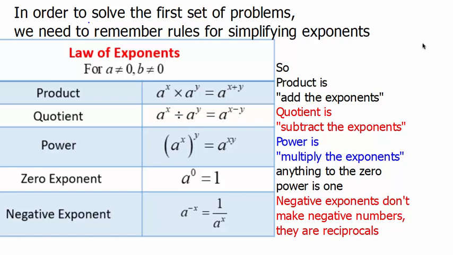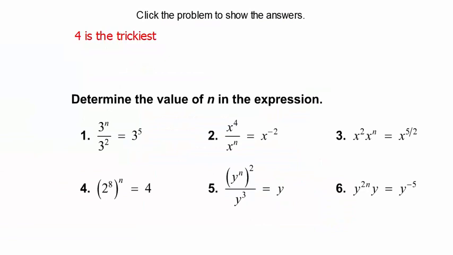Anything to the 0 power is 1, and a negative exponent doesn't make the number negative, it makes it the reciprocal of the base. So if we have one base, it's going to go to the denominator. If we have the base already in the fraction, it will come to the numerator. So keeping those rules in mind, we need to be able to simplify these. So pause the tape and simplify.